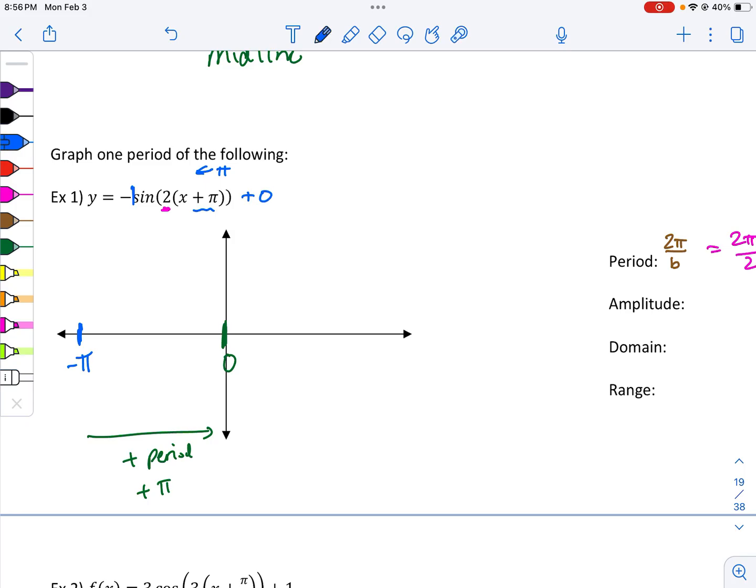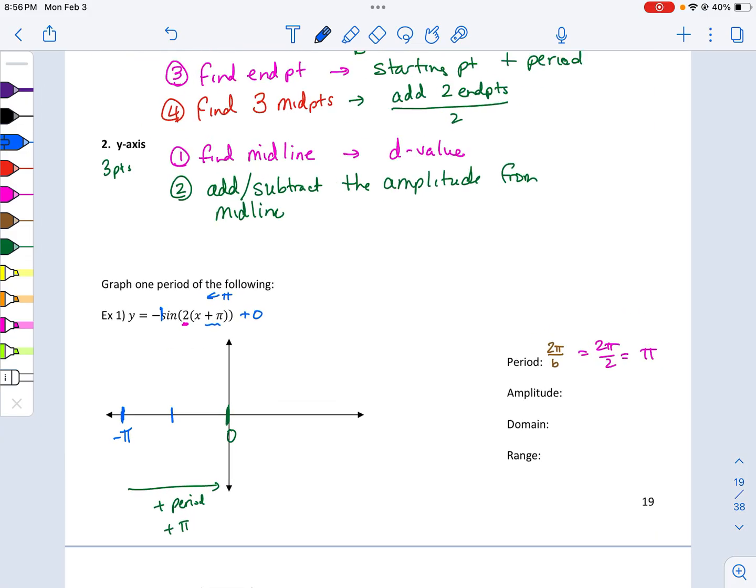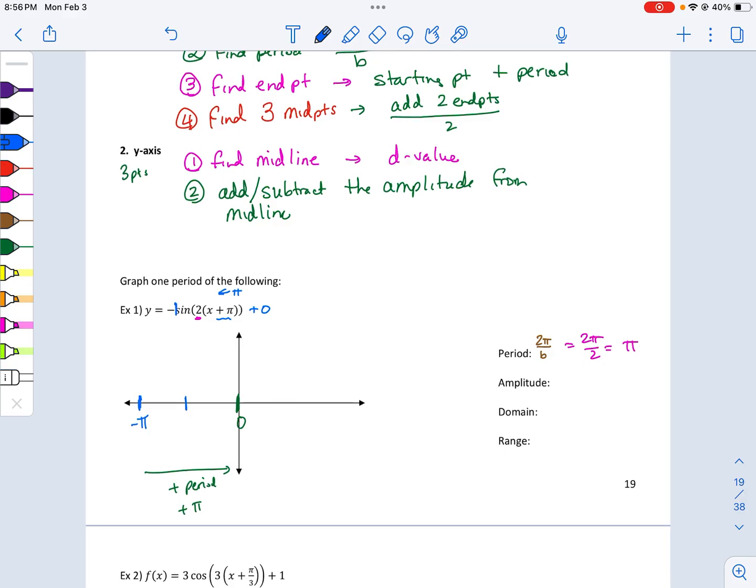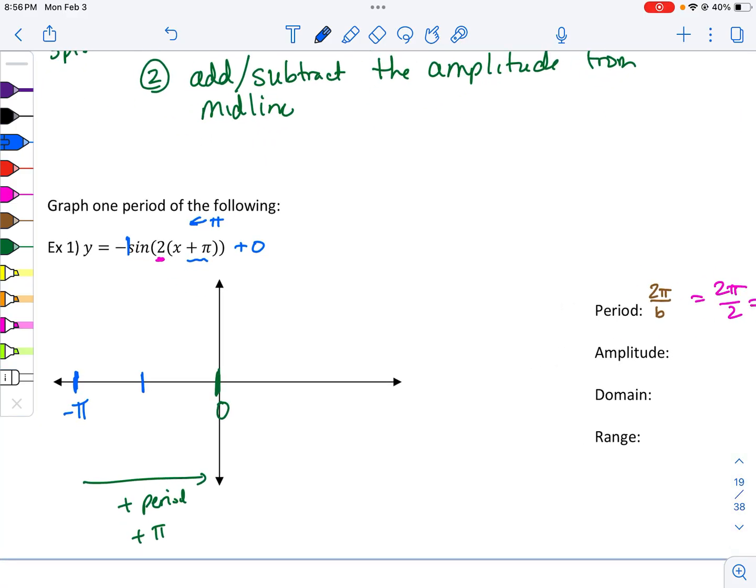All right, so now I've got to find my midpoint. The point in the middle, the way we find that is we take the two endpoints, as it says up here, add our two endpoints and divide by 2. So if I take negative pi plus 0, that's negative pi. If I cut it in half, that's negative pi over 2.